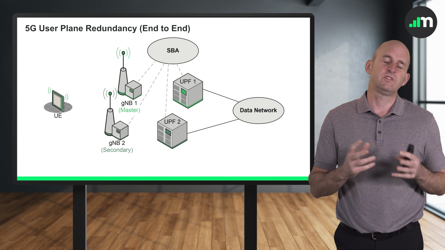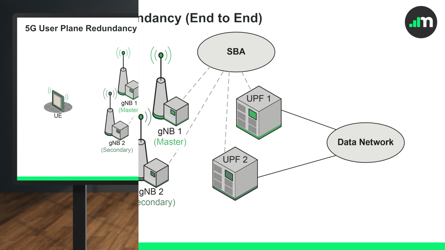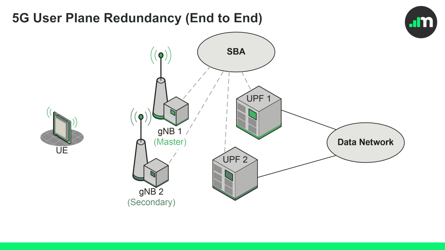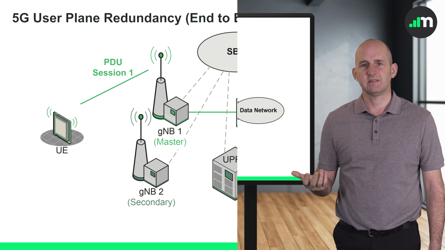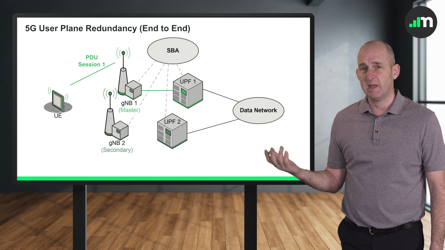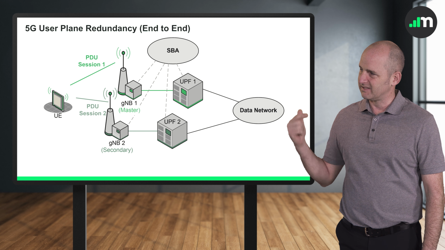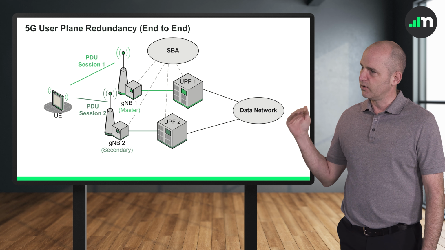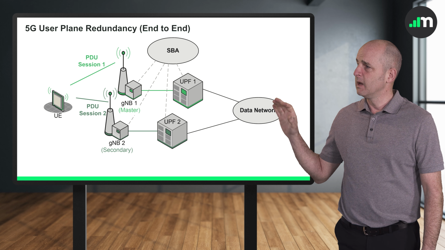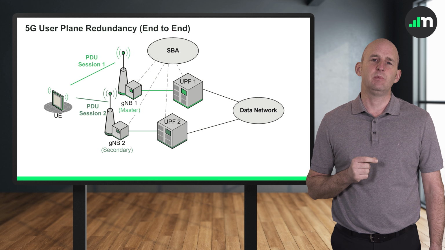There are different ways it can actually be done. We can use things like UE route selection policy to also assist with user plane redundancy initiation. The end result though is essentially two separate PDU sessions being established. In our architecture here, one of the PDU sessions is flowing through the master base station through UPF1, and then we set up a second PDU session through the secondary base station, but through a completely separate UPF.